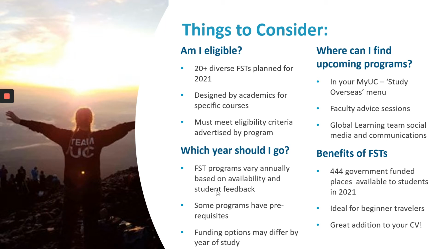Where can I find upcoming programs? You can go into your My UC, and in the left-hand menu, there's a Study Overseas button. From there, you can look at all your overseas options, including faculty study tours. Another way you could find out about them is talking to your faculty in their advice sessions or going to see them in Building 1 and making a meeting with them. You can also find out about upcoming programs by going on the Global Learning team social media and communications. So you can add us on Facebook, Instagram, or join our mailing list, and you'll find more about that at the end of the presentation.